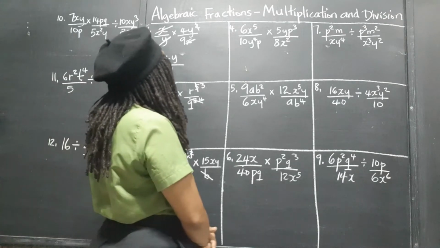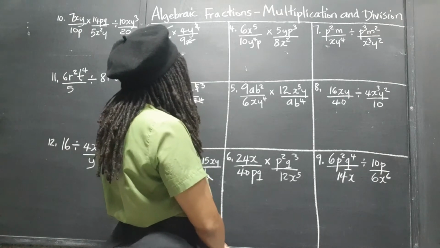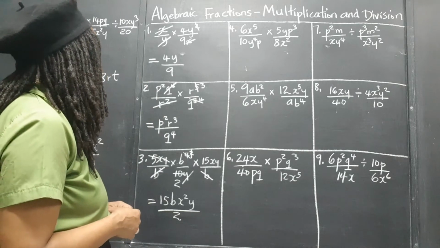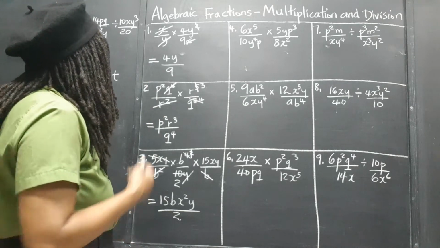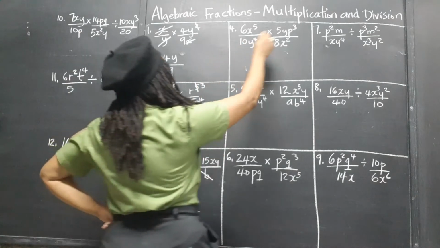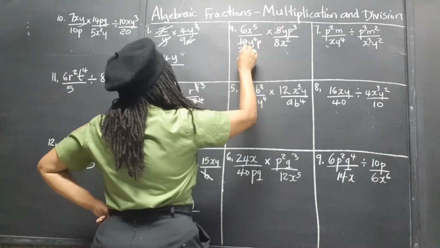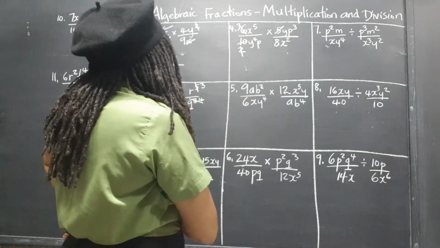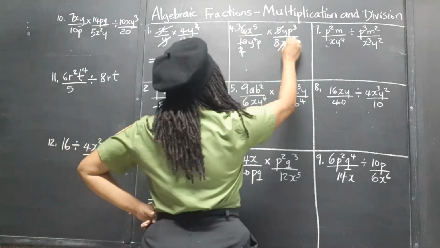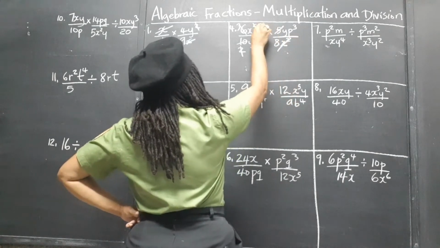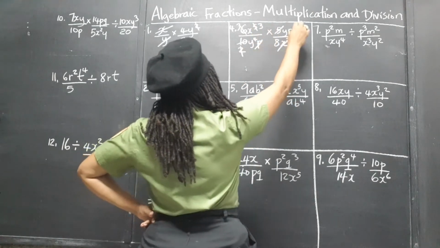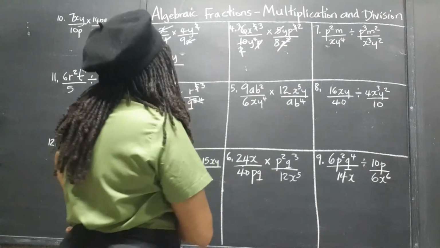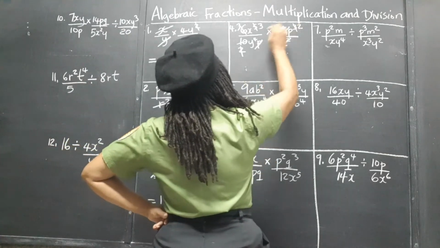Alright, so 6x to the 5th over 10y to the 4th p times 5y p cubed over 8x squared. Checking the coefficients, 5 can cancel 10, 2 can cancel 6. For the x's, the x squared can take 2 out of that. The p can take 1 out of that p. And this y can take 1 out of that y.